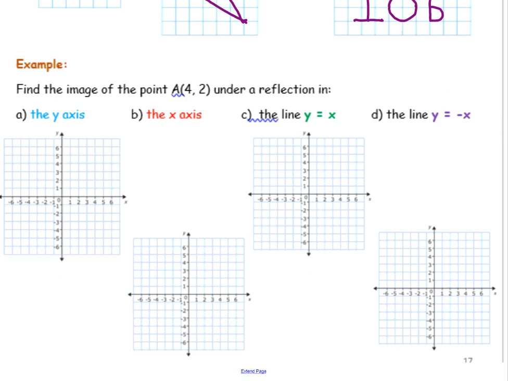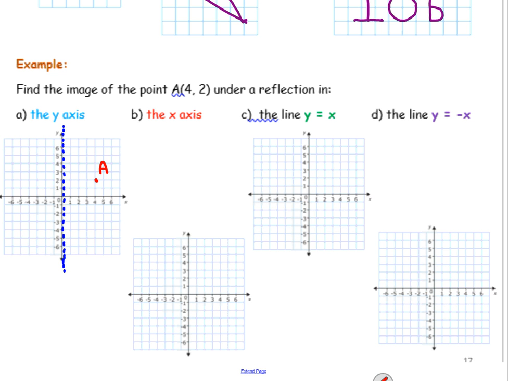So find the image of the point A (4, 2) under reflection in the y-axis. So let's draw our mirror line. Our mirror line is the y-axis. Helpful to draw in that mirror line. Now let's plot the point first of all. I'm going to plot it in red because it's the object point. (4, 2), here it is. Here's our A. We need to reflect it.